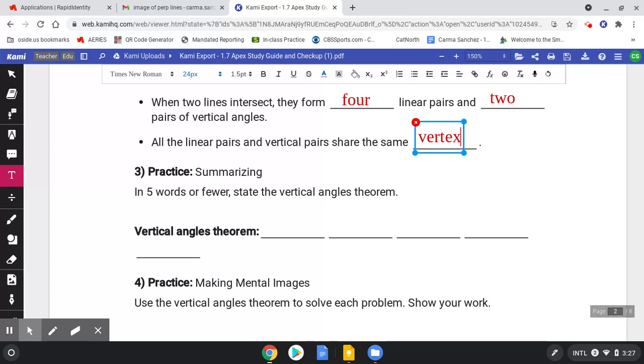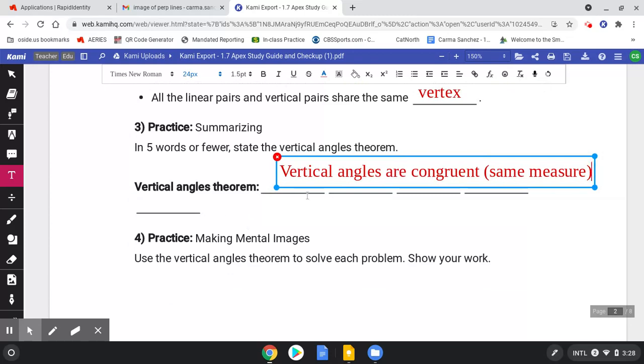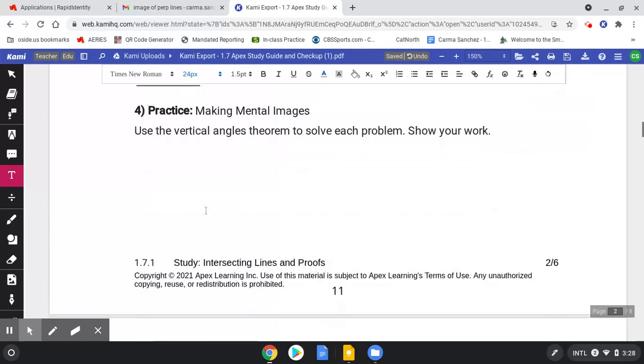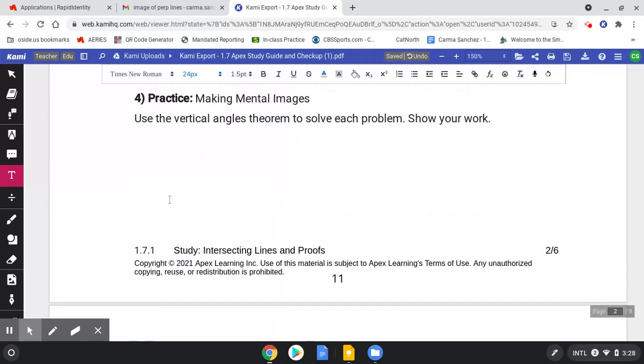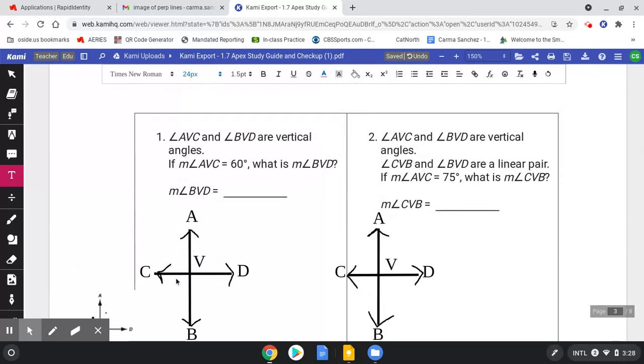So anyways, the vertical angle theorem is that those angles that are across from each other, those vertical angles, are congruent. What does congruent mean? The same measure. So this is the theorem that we are supposed to have been exposed to in middle school and in Math 1. So let's practice making mental images using vertical angles to solve these problems. I've recreated our same image down here so we can envision it.